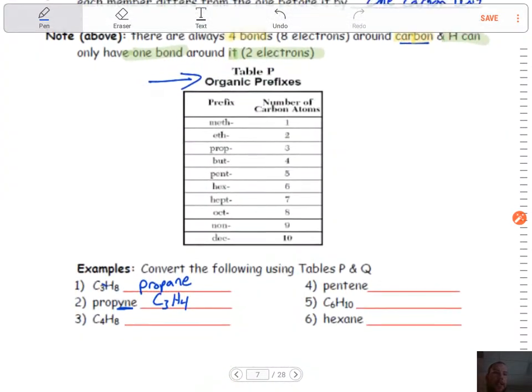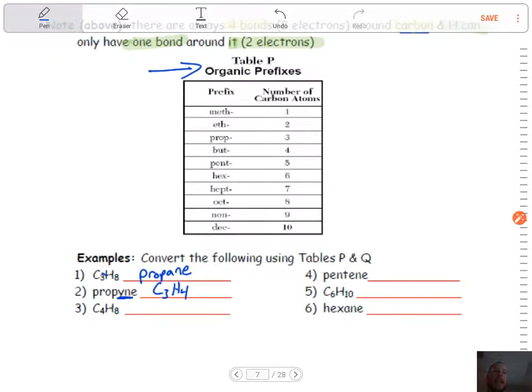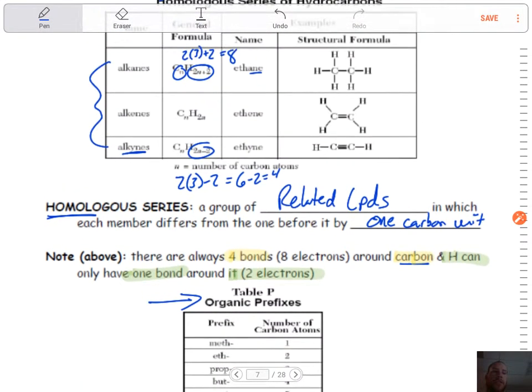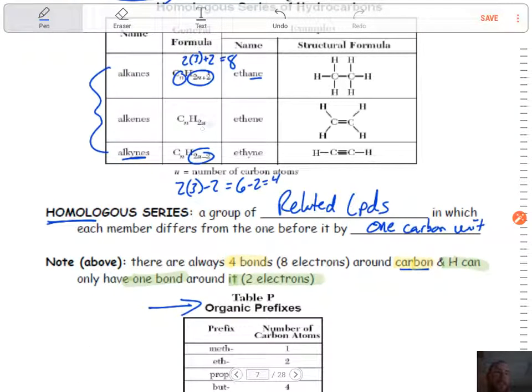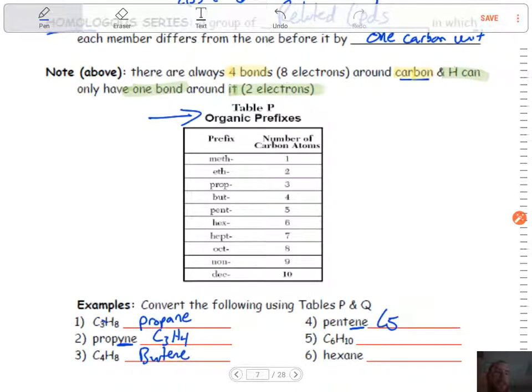So try using table P and table Q. We're going to get into more details with it in the next few videos, so you're going to get lots and lots of practice. But this is something you will have to do on the reference tables. Okay. So C4H8. Okay. Notice it's 2N. Right. So that's my alkene. So this is going to be butene. Pentene, 5, C5, ene. That means I'm going to plug it into this alkene formula, so it's double that, so H10.